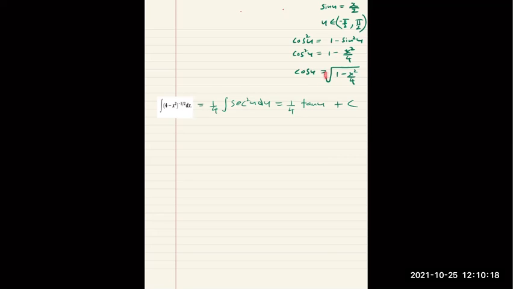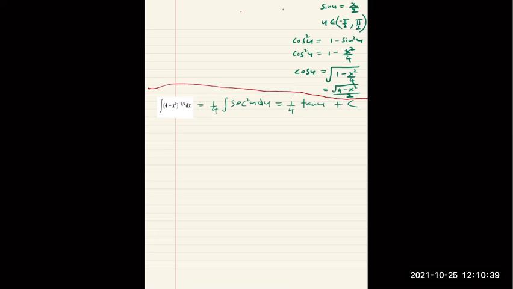Okay, now I have the value of cosine u. If you want, you can simplify this a little bit. You can write this as square root of 4 minus x squared divided by 2. Take a common denominator and take the square root of the bottom. So that's what we have. Let me separate this thing out.